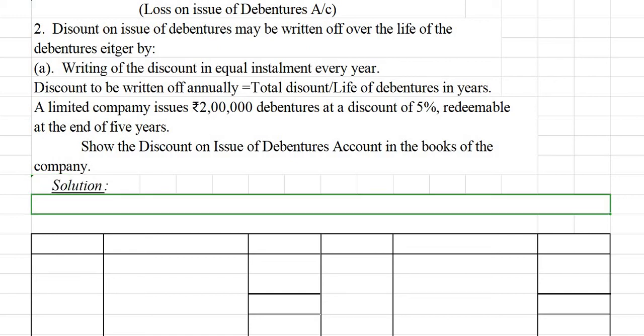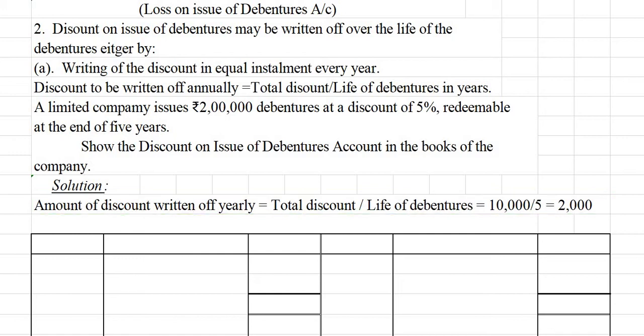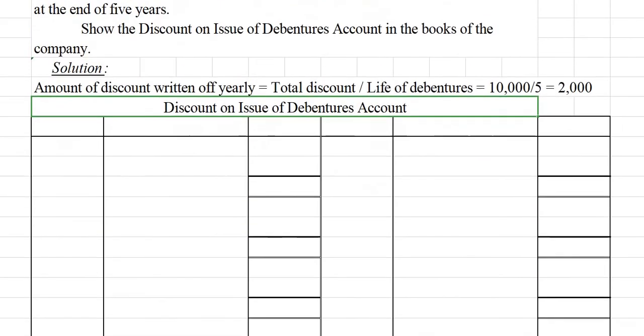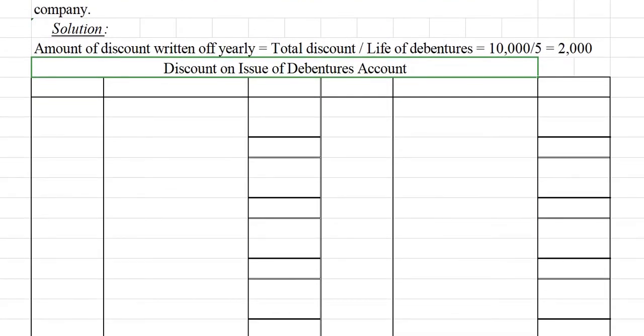Here every year how much will be written off? Amount of discount written off yearly is equal to total discount divided by the number of years of life of the debentures. That means total discount 10,000 divided by 5, so 2,000 every year will be written off. Now let us see the discount on issue of debentures account. Let us give the heading.